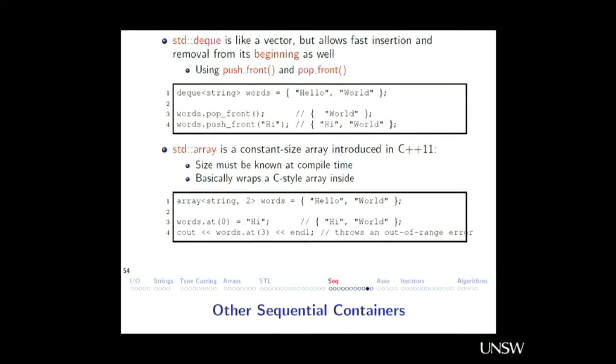Okay, what else do we have? We've got a deque. It's a double-ended queue. It's like a vector, but it allows fast insertion and removal from the beginning as well as the end. So we can push_front and pop_front. We also have array that we mentioned earlier. But the precaution about arrays is you need to know the size at compile time, even though it gets us some nice ways of being able to work with some of the C++11 type STL components. It's basically just wrapping a C-style array. Use vector over array unless you really know that you need an array.